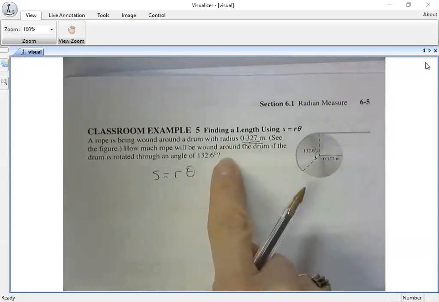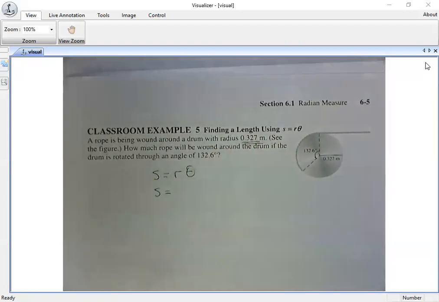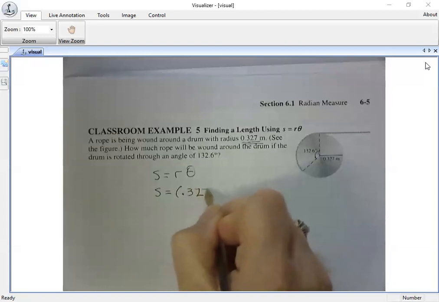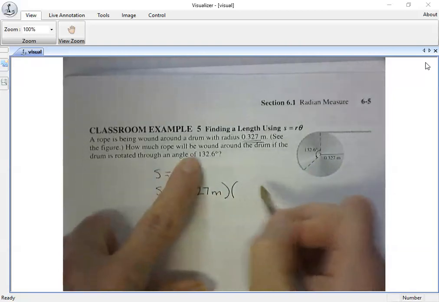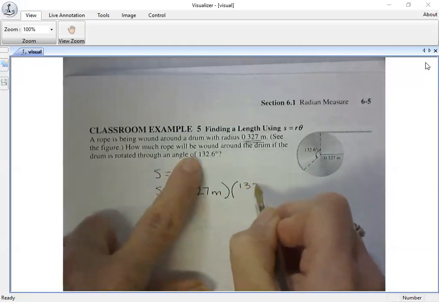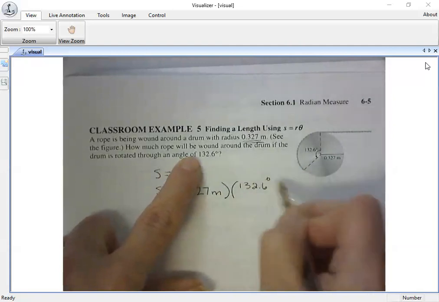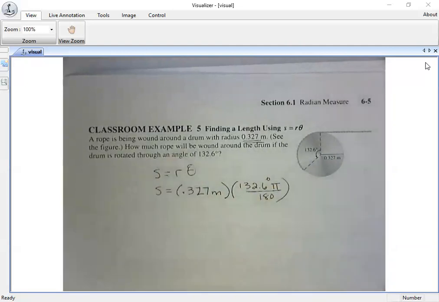So I'm going to have to do what with that? Convert it to radians. So we can do what we did a minute ago. We can actually put the conversion in and do all the cleanup together. So we would put in the 0.327 meters for the radius. And then for the angle measure, tell me how you'd write this down. If I put the 132.6, I got to multiply it times what? Good. Pi over 180. All right.